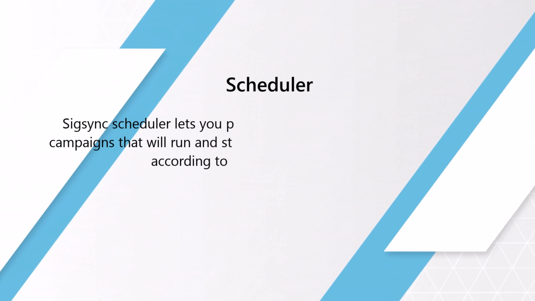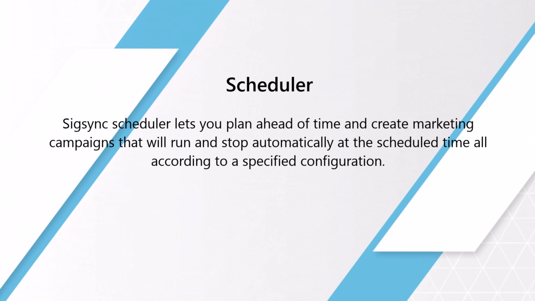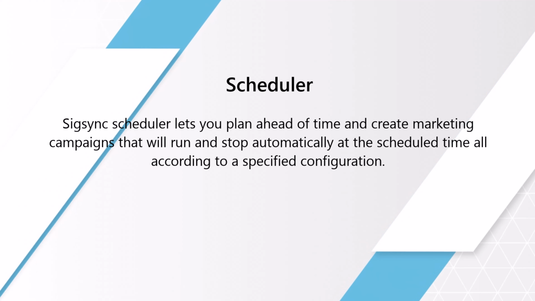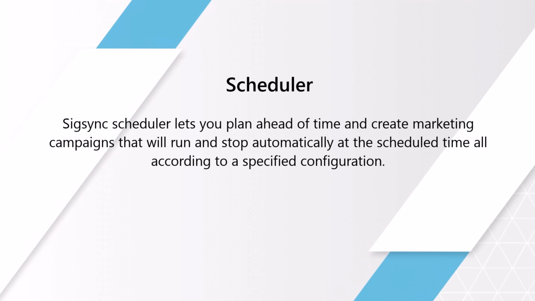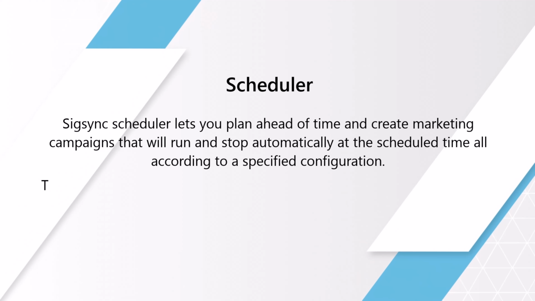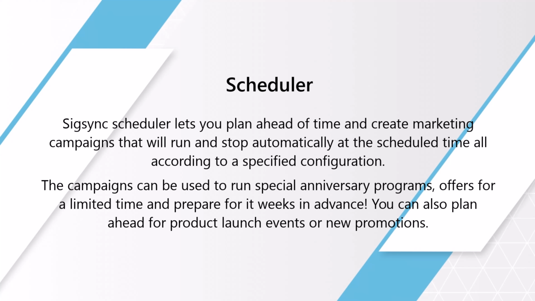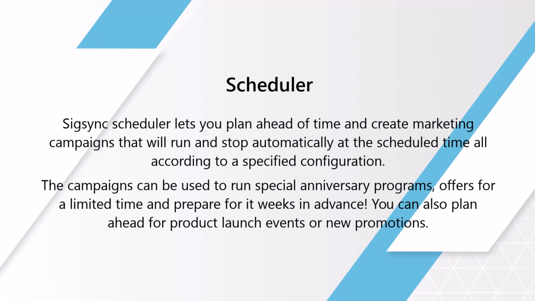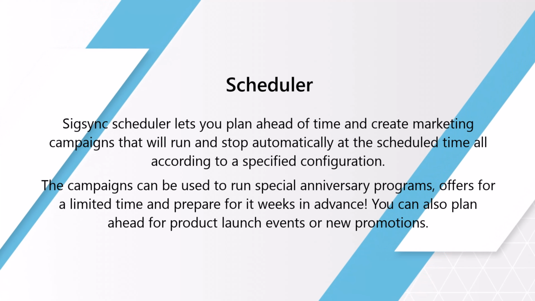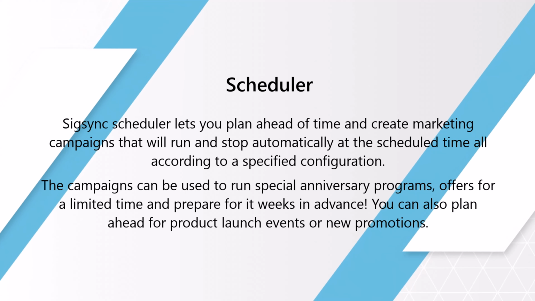Sigsync Scheduler lets you plan ahead of time and create marketing campaigns that will run and stop automatically at the scheduled time, all according to a specified configuration. The campaigns can be used to run special anniversary programs or offers for a limited time and prepare for them weeks in advance. You can also plan ahead for product launch events or new promotions.